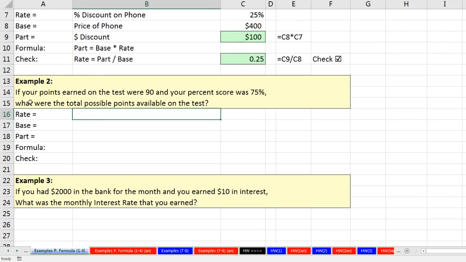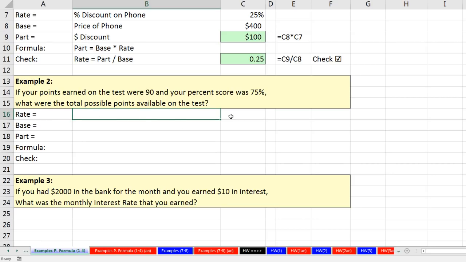All right, example 2. If your points earned on a test were 90 and your percent score was 75, it already sounds like we have a rate. And if those are my points on a test, that sounds like a part. So if the percentage score was 75, what were the total possible points available on the test? So they're asking us to solve for the total, which is the base.